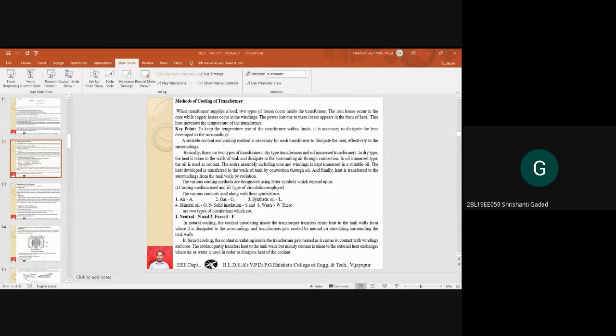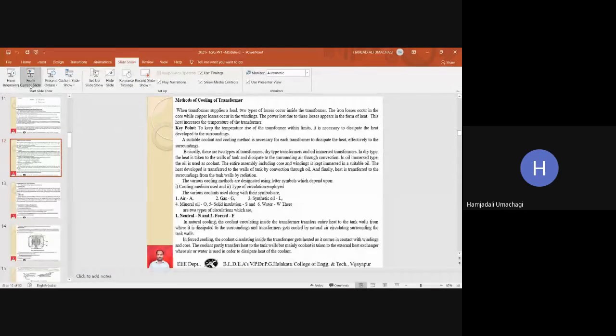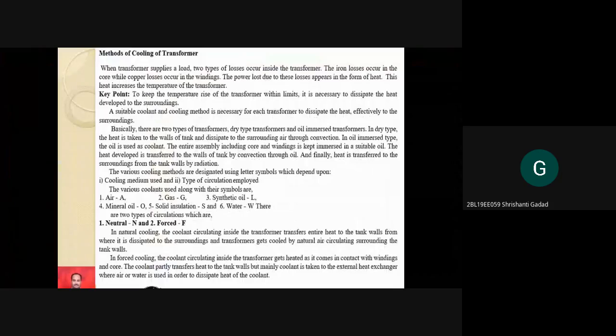Because to reduce the heat. Due to heat itself, the losses occur in the transformer. Or rather, the losses will cause the heat. This type of losses usually... Copper loss, sir. Copper losses.